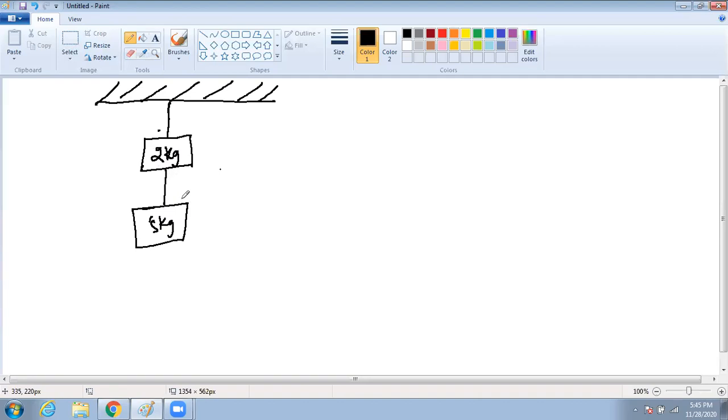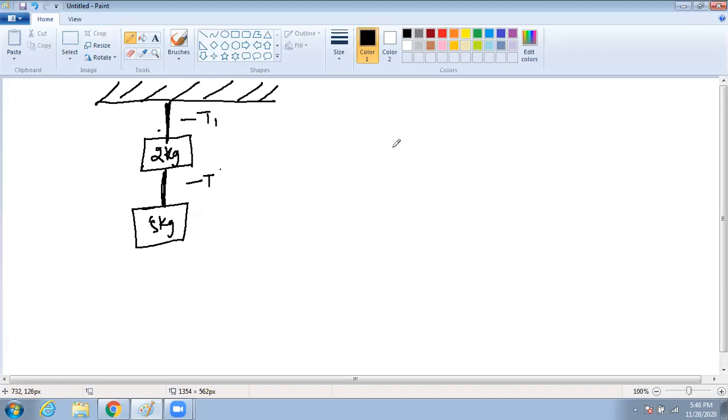We have already seen that tension will be different for different strings, correct or not? This is a different string. This is a different string. So the tension in this string and the tension in this string will be different. Everybody agree with me? Yes, sir. But if it is the same string, then the tension will be the same. So if the tension is different, then we will mark it as T1 and then T2, because there are two different strings.